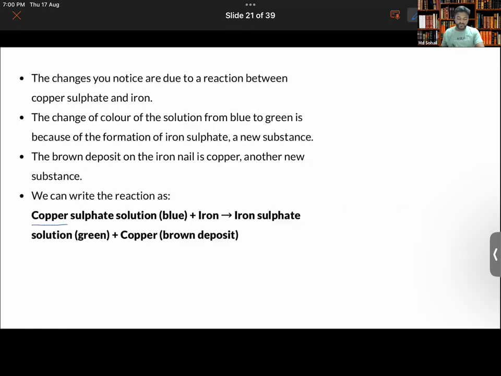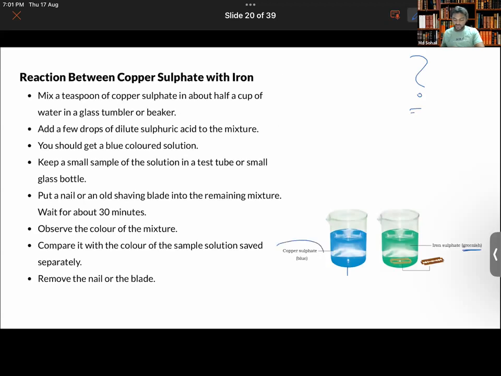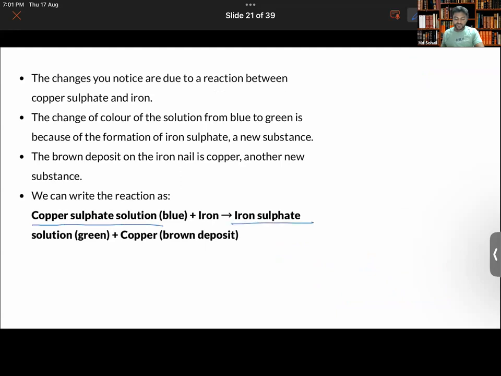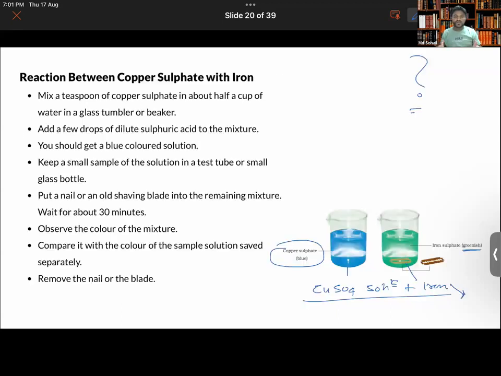The reaction has taken place between this copper sulfate solution here and this piece of iron over here. Both have reacted, and after the reaction, a new product has been formed that we call iron sulfate, FeSO4. As you mentioned in the class, iron sulfate is FeSO4. Very good. So a new substance has formed, and it is actually green in color. This ferrous sulfate or iron sulfate is green in color. That is why the color of the solution looks green here.